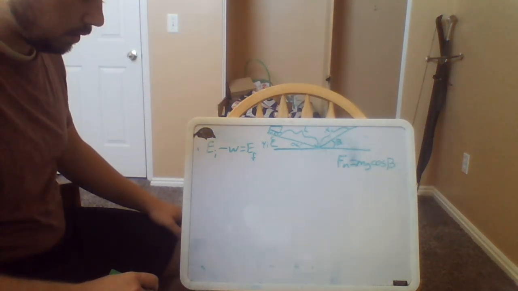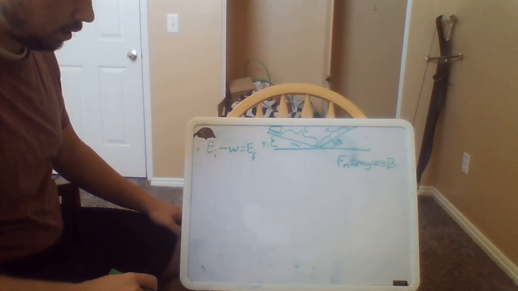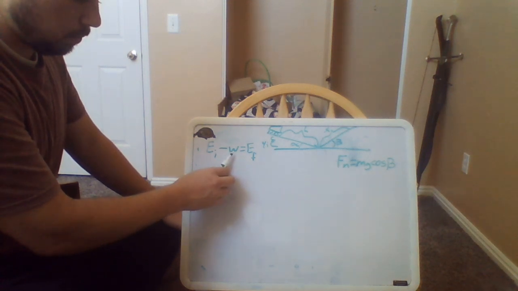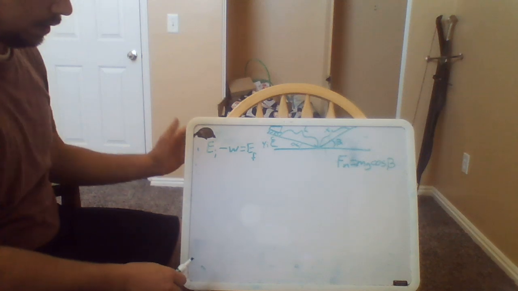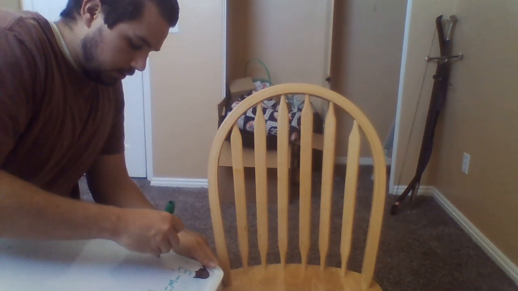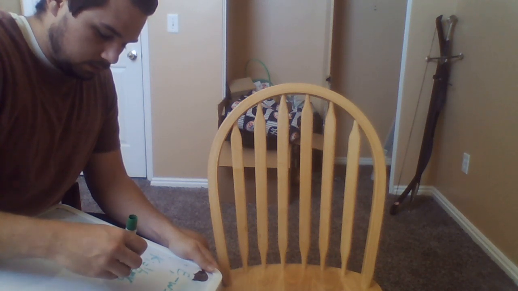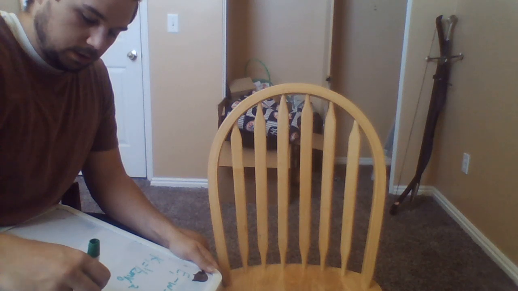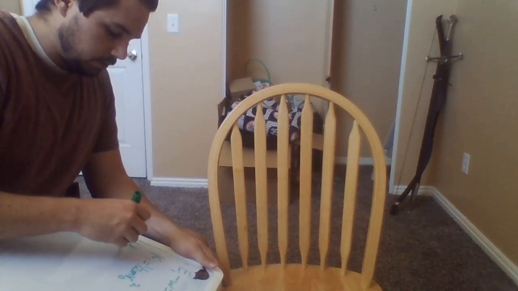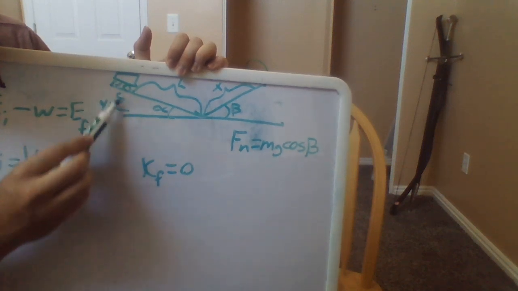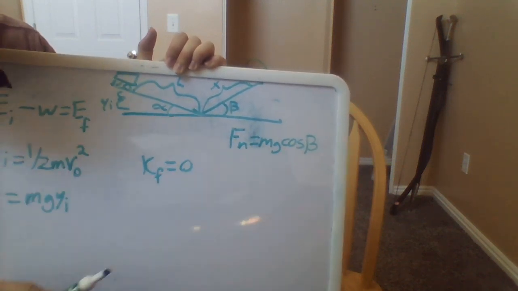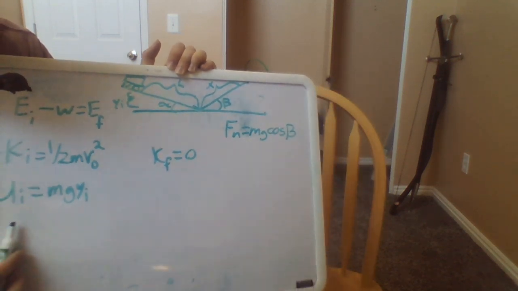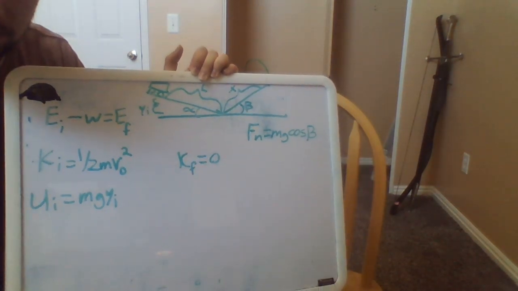So first we have our initial energy minus our work is equal to our final energy. We're going to say our initial kinetic energy is equal to 1/2 m v sub 0 squared, and our final kinetic energy should just be 0. Our initial potential energy is mg, and our initial y sub i, we're given that here. If you see, we're just going to call this distance here y sub i for our initial height. So that's why our potential energy is equal to mg of that height.